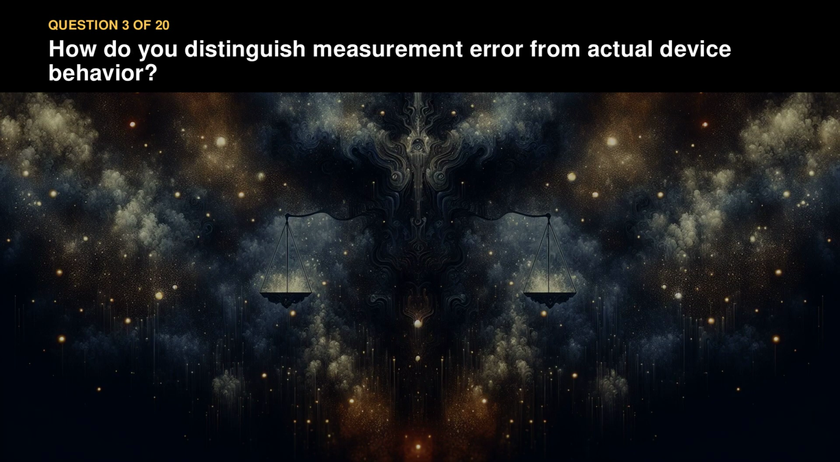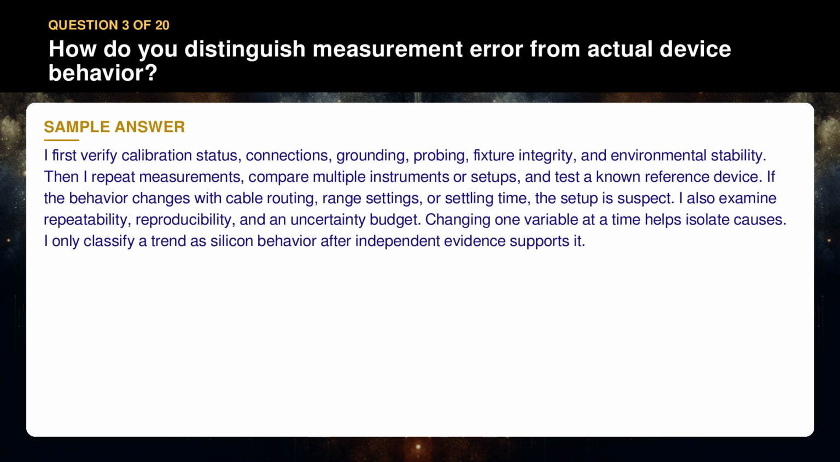Question 3. How do you distinguish measurement error from actual device behavior? I first verify calibration status, connections, grounding, probing, fixture integrity, and environmental stability. Then I repeat measurements, compare multiple instruments or setups, and test a known reference device. If the behavior changes with cable routing, range settings, or settling time, the setup is suspect. I also examine repeatability, reproducibility, and an uncertainty budget. Changing one variable at a time helps isolate causes. I only classify a trend as silicon behavior after independent evidence supports it.